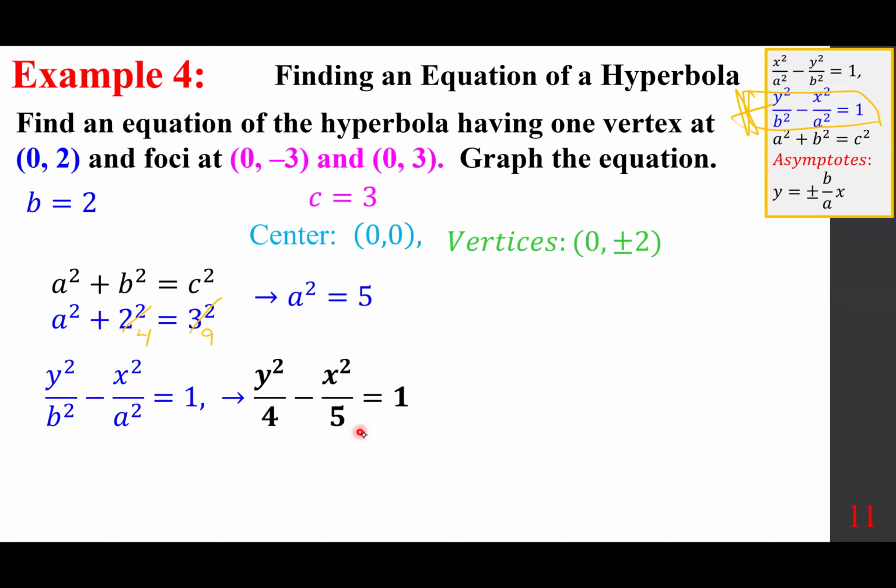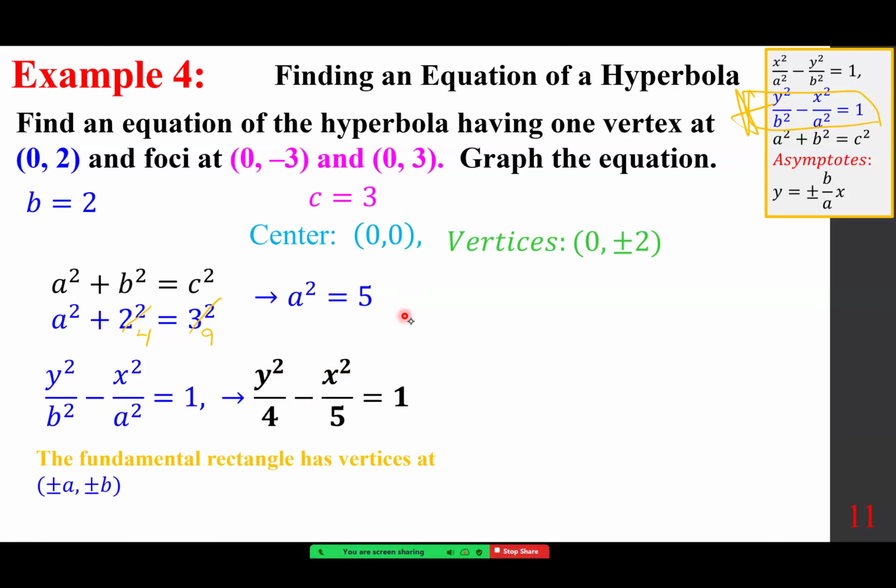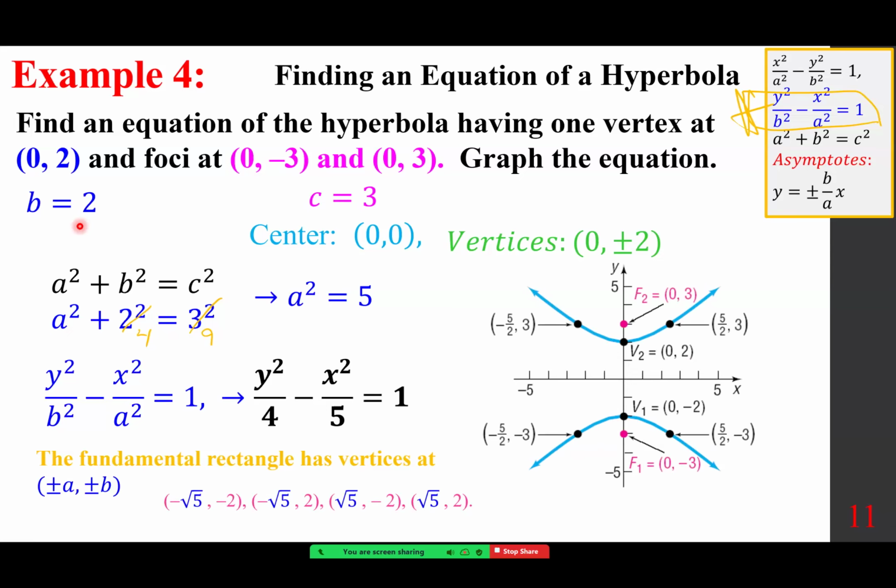The fundamental rectangle remains the same, plus minus a, plus minus b. That means plus minus square root of 5 and plus minus 2. So these are the pairs. And here's the graph. I'm going to assume you know how to graph it by now.